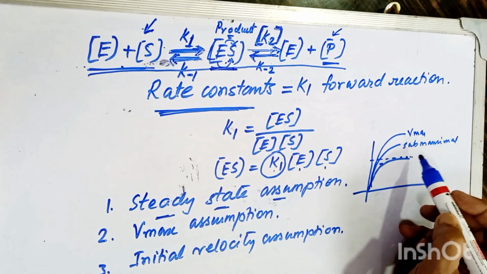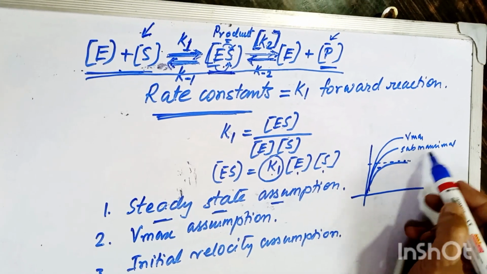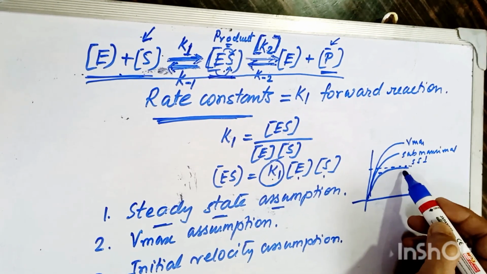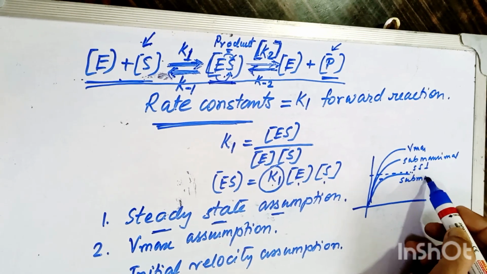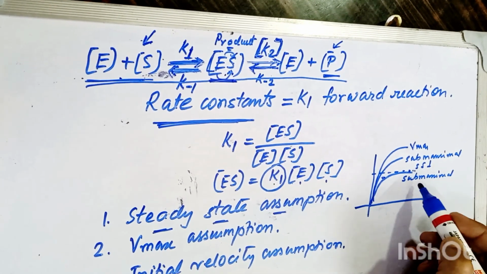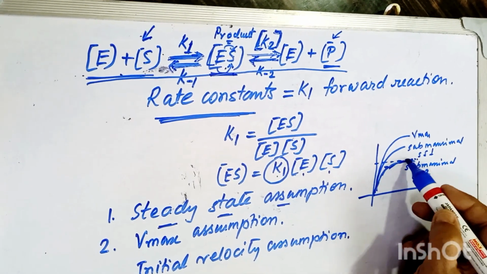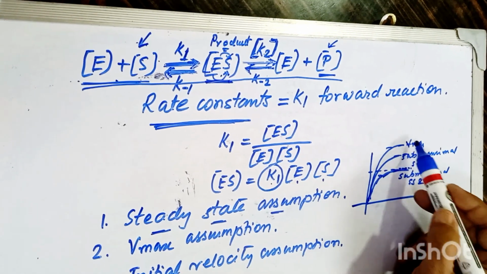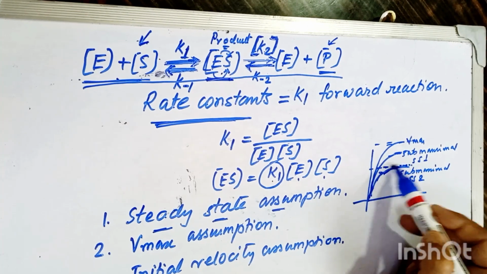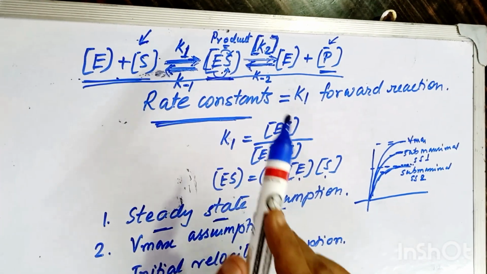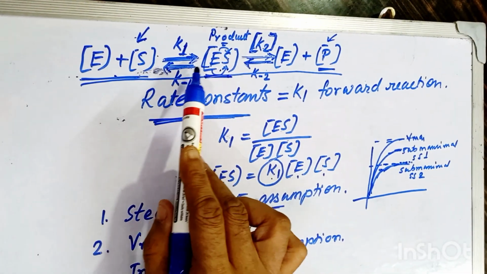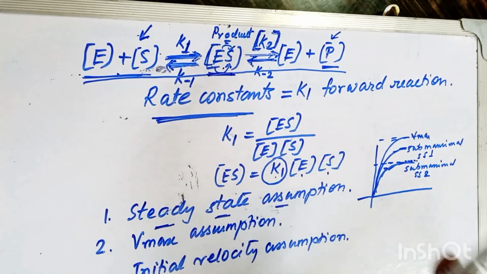But all these are steady states: submaximal steady state 1 (SS1), submaximal steady state 2 at a much lower level. But all of these are steady state, which means the curve gets flat. This is the steady state reaction. At all the steady states, the rate of formation of ES is equal to the rate of breakdown of ES.